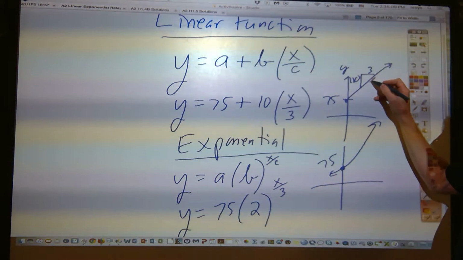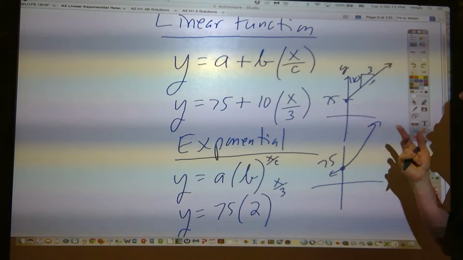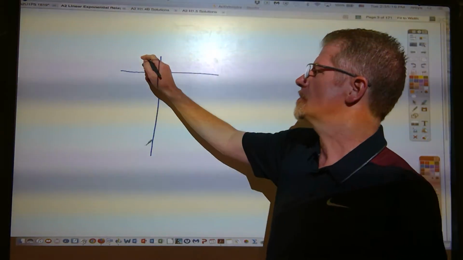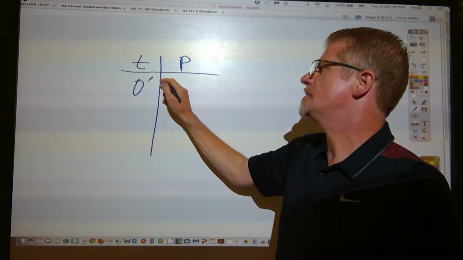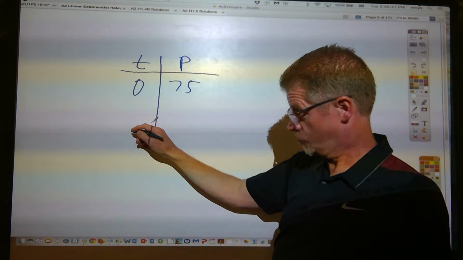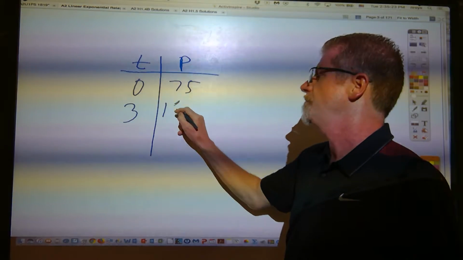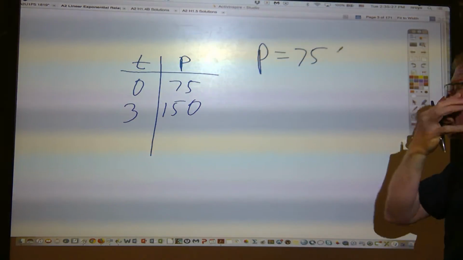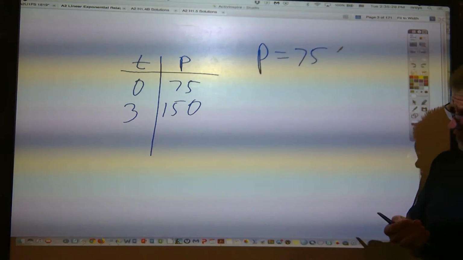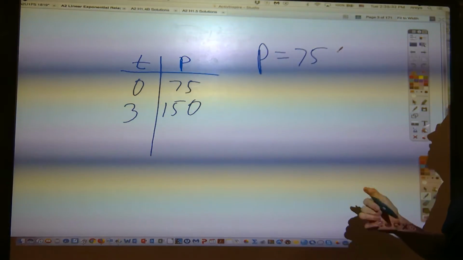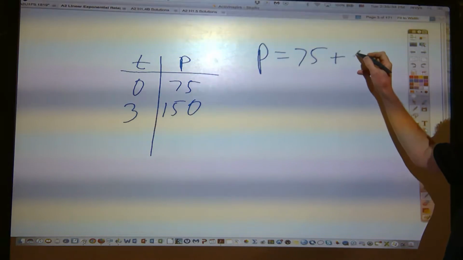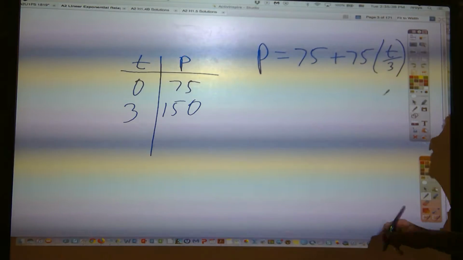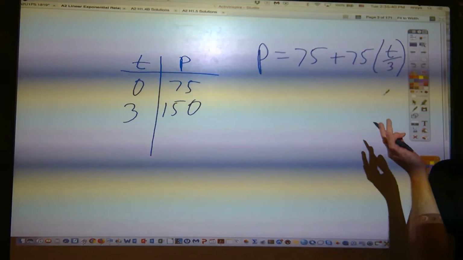Now, there's a way to make an even better connection, because just using T and P, if we did 0, 75, and 3, 150, we could come up with both the linear model. The linear model would be, if I said we add 75 million people every 3 years, you would have said, well, we start at 75 and we add 75 million people every 3 years, which is really 25 million people per year.